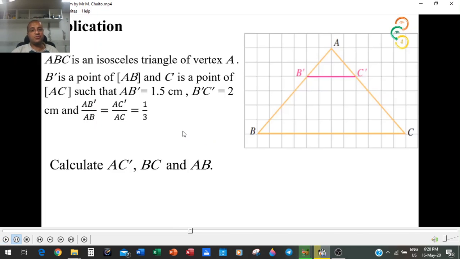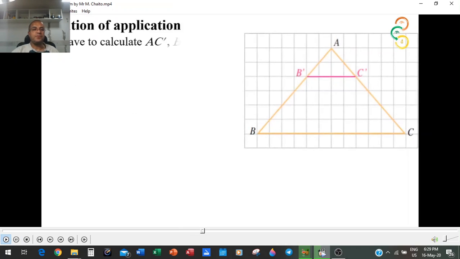This time is given to you to think about this application and try to find a solution. I'll give you a hint. We have AB prime over AB equals AC prime over AC. So we may use Thales theorem, the converse of Thales theorem, to prove that B prime C prime is parallel to BC. Calculate AC prime, BC, and AB.